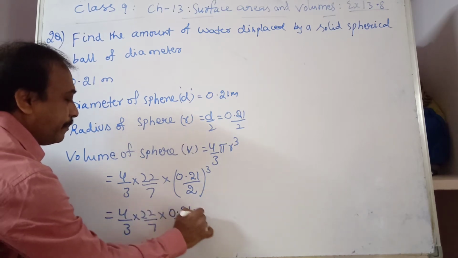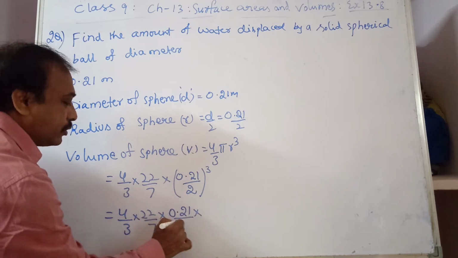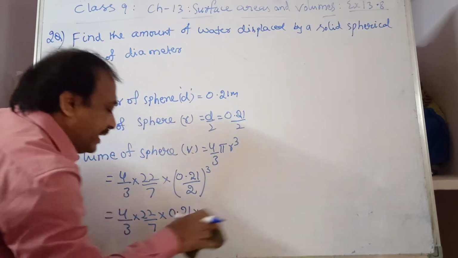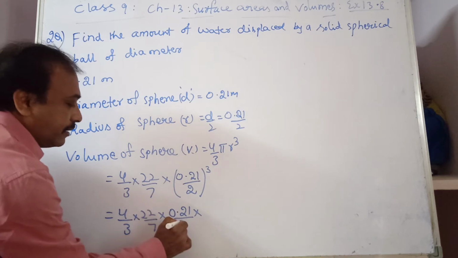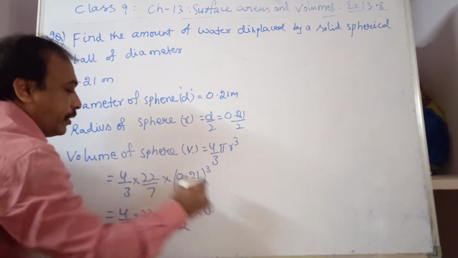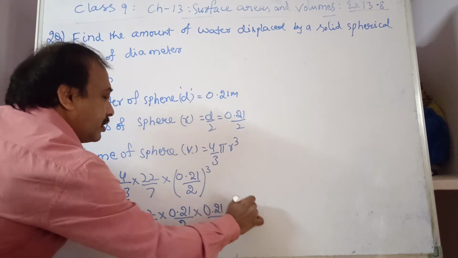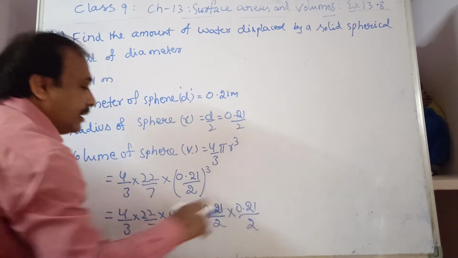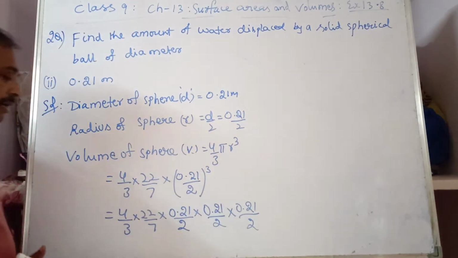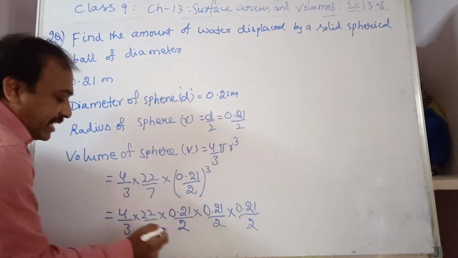0.21 by 2 into 0.21 by 2 into 0.21 by 2. Observe it now with a 7 table.